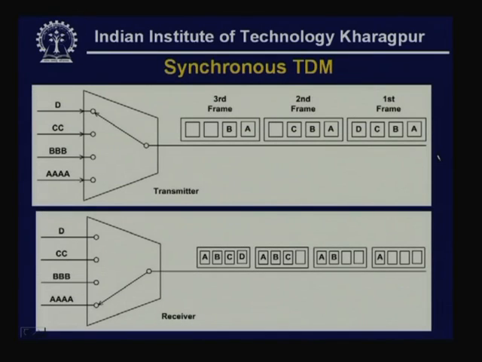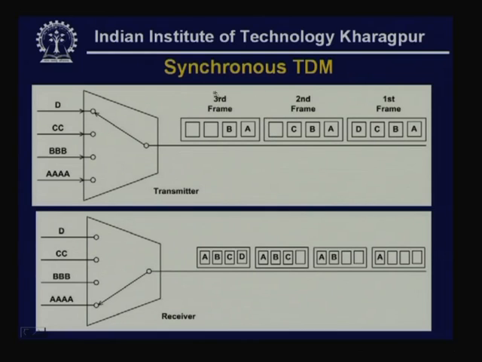And here also the problem arises if the stations do not have data all the time. For example, the first frame is filled up because there is data A, B, C, D. On the other hand, in the second frame there is data from A, B, C, but there is no data from D, so it goes empty. Similarly, in frame 3, you can see that C and D have no data to send. This is the transmitter end, and in a synchronous manner it is received at the other end, as you can see, and A, B, C and D are collected.